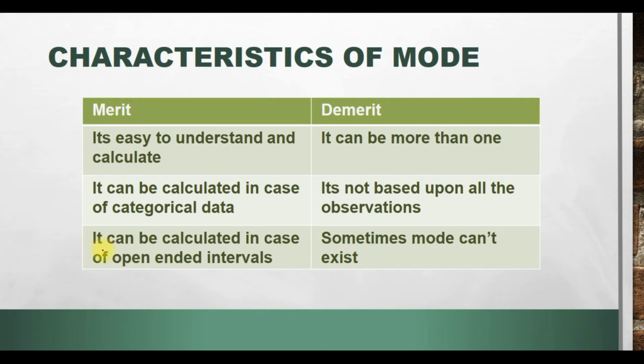It can be calculated in case of open-ended intervals. The demerit is it can be more than one. It is not based upon all observations. Sometimes mode cannot exist. When mode cannot exist, suppose we have data where every data point occurs an equal number of times, say 1, like in 1, 2, 3, 4, 5. Every data point occurs only once. So in this case mode cannot exist.